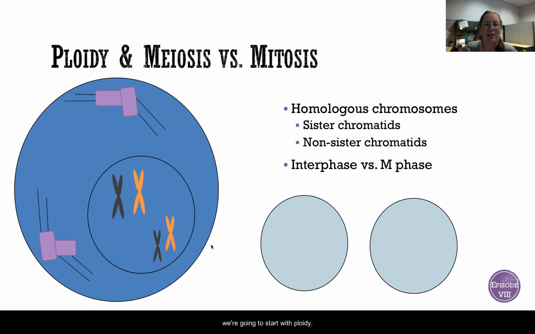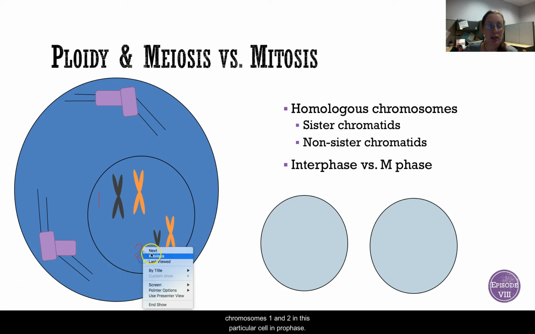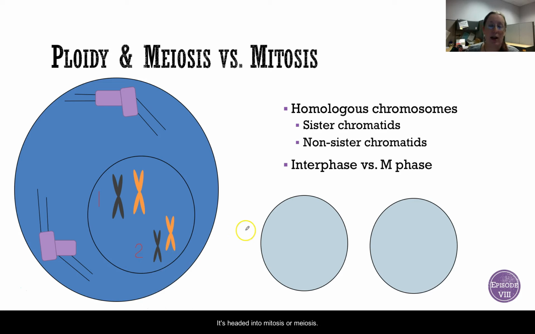Ploidy represents the number of copies of a particular chromosome found in an individual. So if we have this cell here as one of your own cells, or a simplified version of it, you can see the two different chromosomes, 1 and 2, in this particular cell in prophase that's headed into mitosis or meiosis. For each of these two chromosomes, you see two copies containing the same basic information.